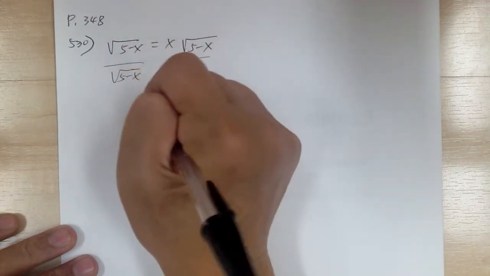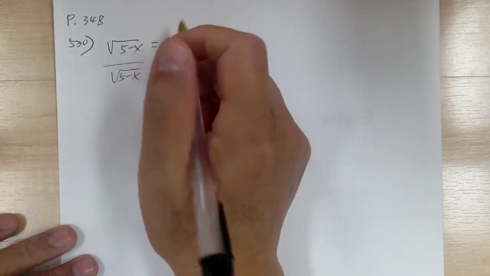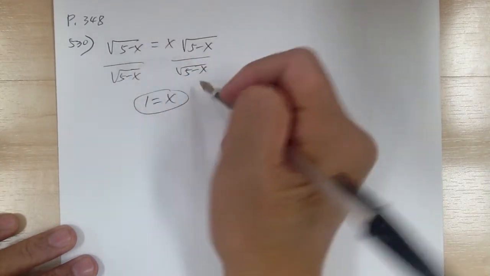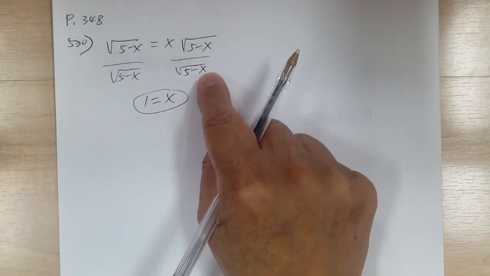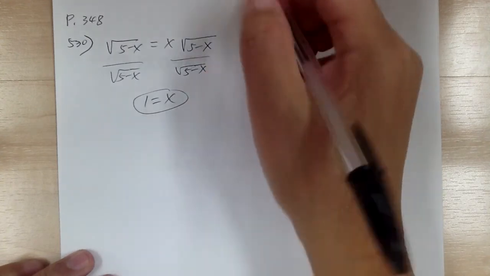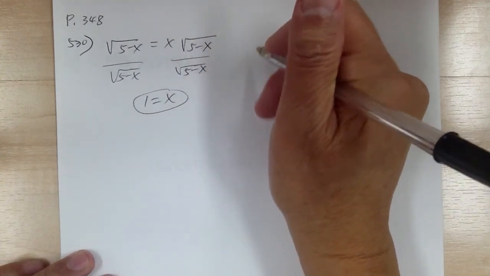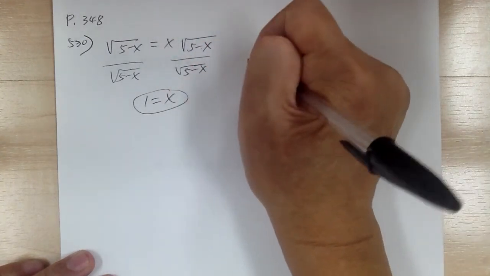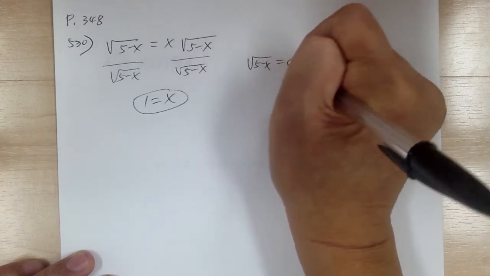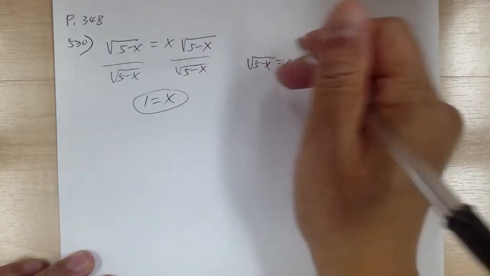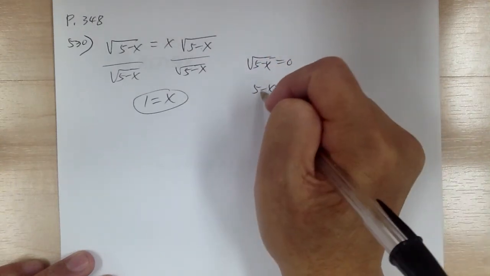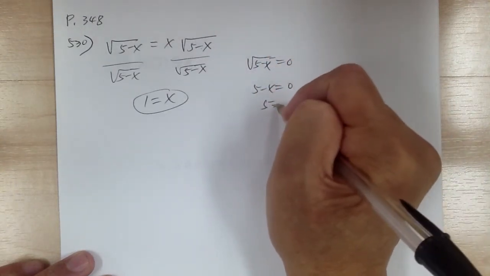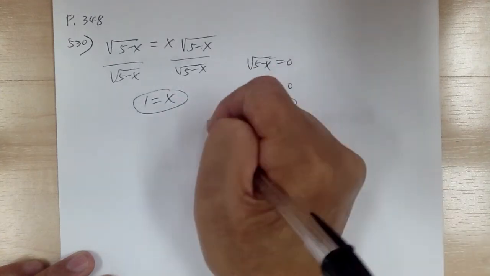So when you do that, you got 1 equal to x. So right away, that's one answer, right? Now, when you divide by something, you're assuming that it is not equal to 0. So in reality, it may not be true. So what you need to do is set that equal to 0 to recover the answer you're going to miss. And so square both sides, and so move the x over, so 5 equal to x. Okay, so there are two answers.